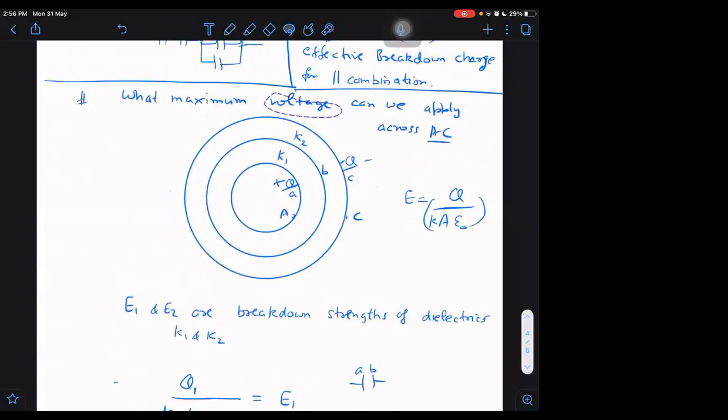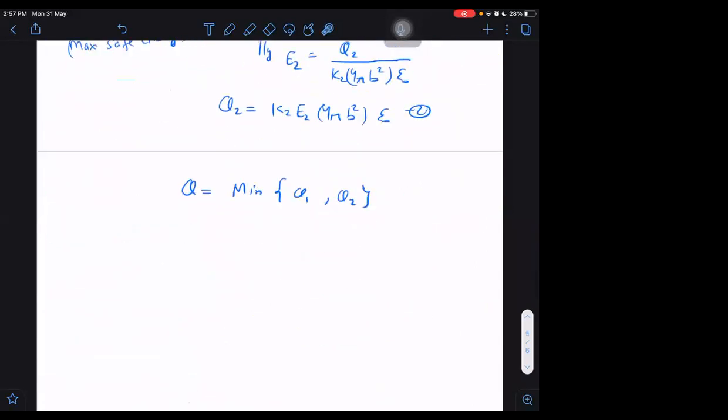What is the breakdown voltage of the combination? We can ask in this way also. But there could be many combinations. I can make a capacitor here, I can make a capacitor here. So what combination are we talking about? We have to specify. I want the capacitance from A to C, and I want the maximum safe voltage, the breakdown voltage at which we will just start getting breakdown.